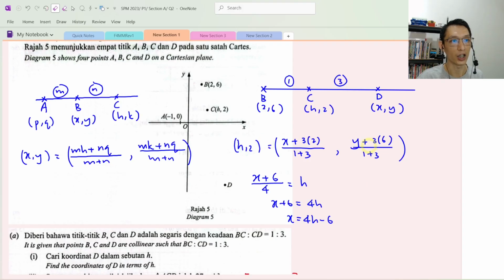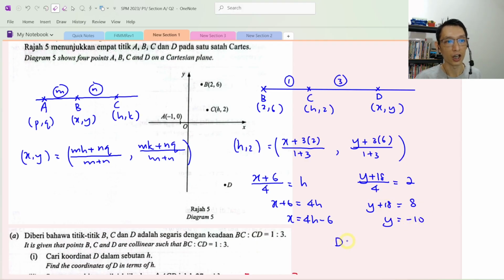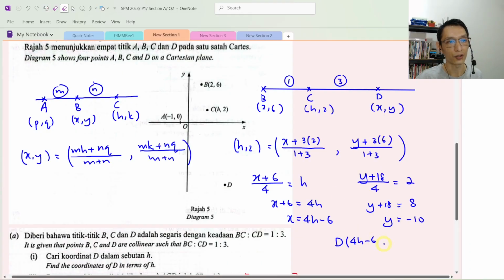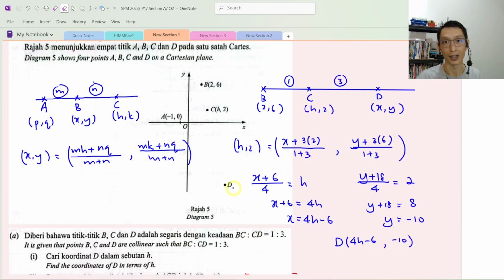Do the same thing for the y coordinate. y plus 18 divided by 4 is equal to 2. y plus 18 is equal to 8. y is equal to 8 minus 18, you will get negative 10. Now we got the coordinates of D in terms of h: (4h plus 6, negative 10). Okay, these are the coordinates of point D.